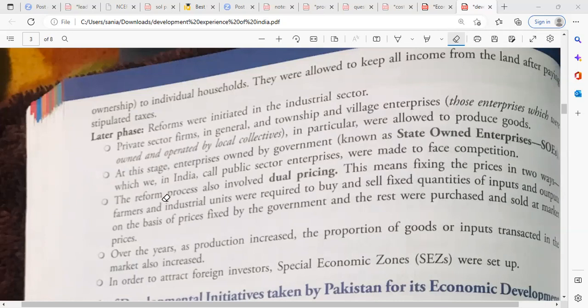Next, the reforms also involved dual pricing. What is dual pricing? When you are producing something, I will purchase it from you at a fixed price, and after that, accordingly, I can sell. This is known as dual pricing. In one marker they may also ask you what dual pricing is. So this means fixing the prices in two ways.